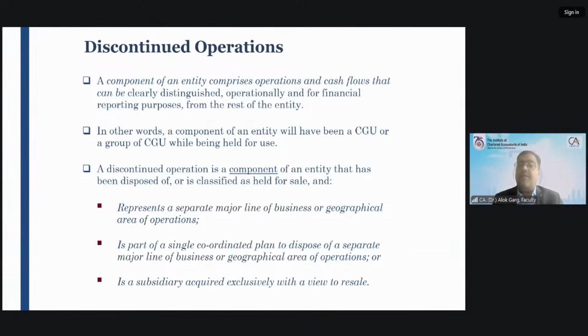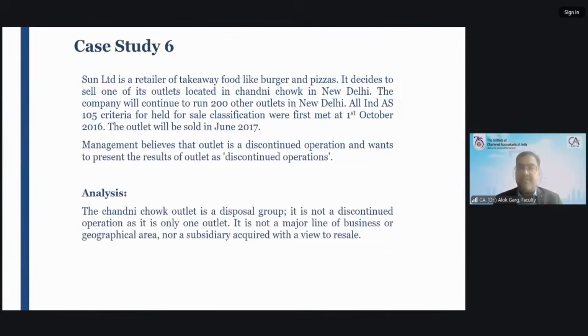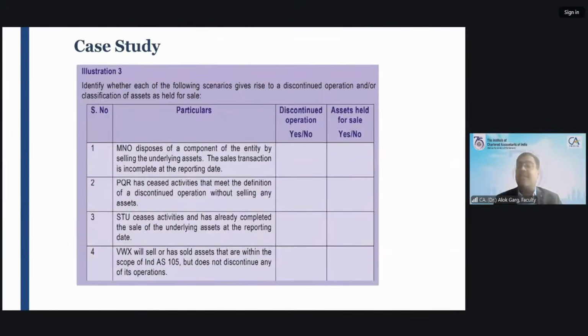Okay. And a discontinued operation is a component of an entity which has been disposed of or is classified as held for sale, which represents a separate major line of business or geographical area of operation, is part of a single coordinated plan to dispose of a separate major line of business or geographical area of operation, or is a subsidiary acquired exclusively with a view to resale, right? We discussed this case study number 6. We discussed this case study, which is illustration number 3 from ICAI study material also.